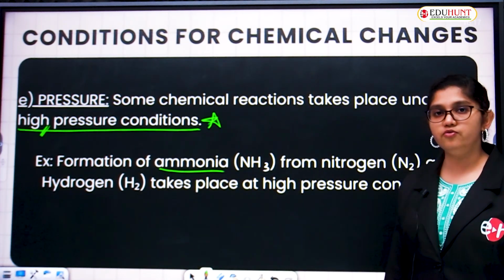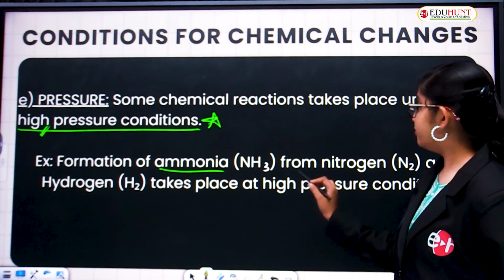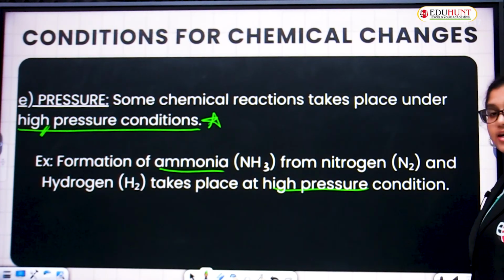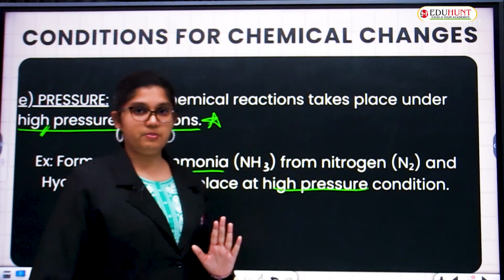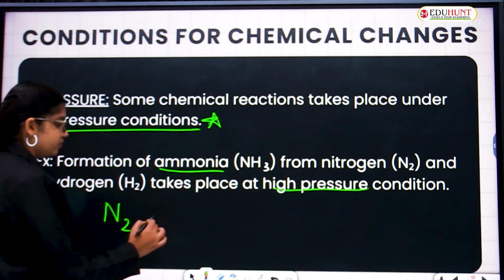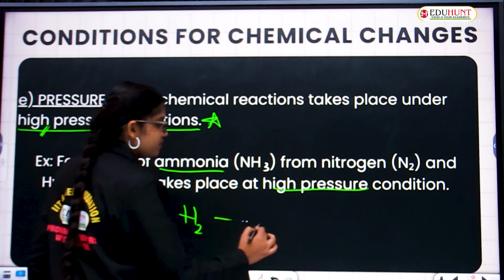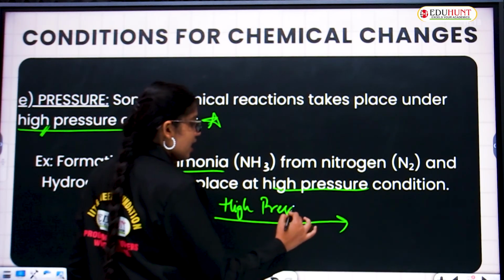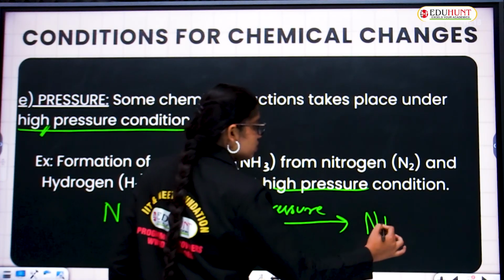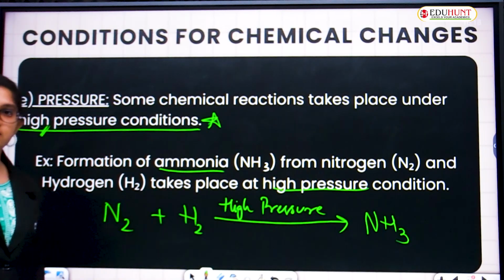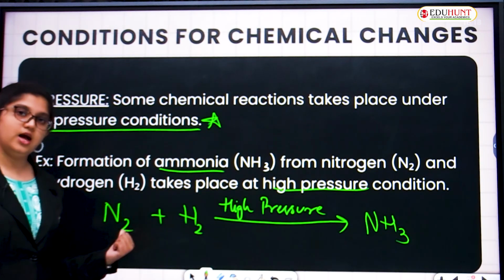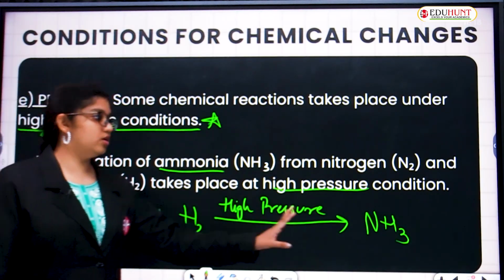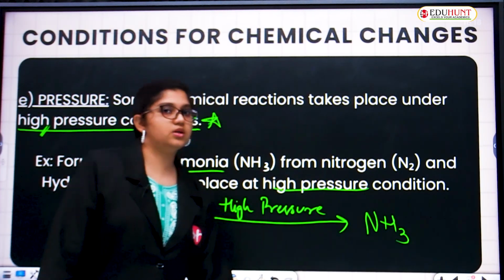What is this? Formation of ammonia, formula NH3, from nitrogen and hydrogen takes place at high pressure conditions. So if we take two such elements, nitrogen N2 plus hydrogen H2, in the presence of high pressure, we can see the formation of ammonia, NH3. Nitrogen and hydrogen in the presence of high pressure conditions give ammonia, formula NH3. This is all about the pressure.